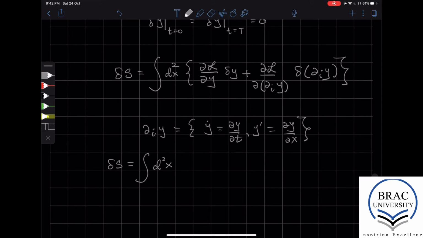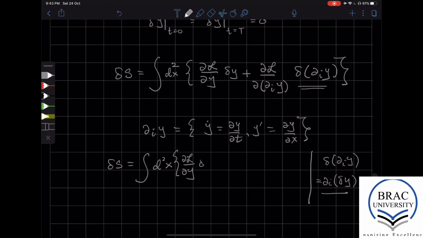What we can do is that in the second term, we can use the fact that the partial derivative and the variation of a function commute. So this is equal to del of the variation of y. Using this, we can rewrite this thing in this way, and then we can do an integration by parts. If you do this, well, the first term, we are not touching that, so it remains what it is.